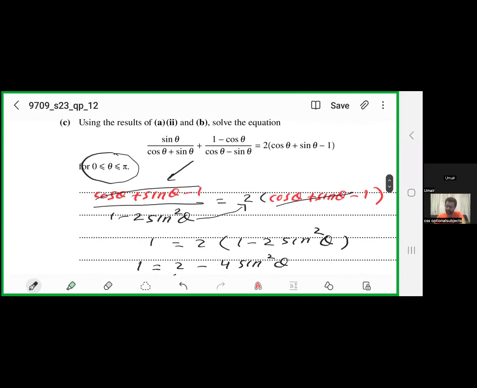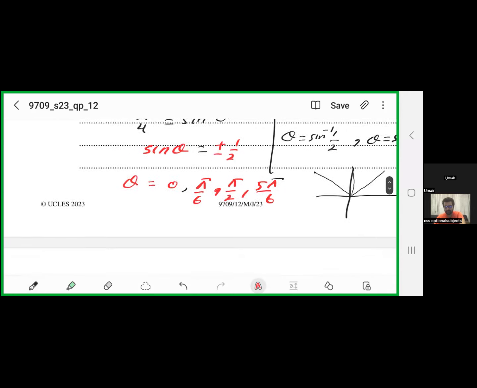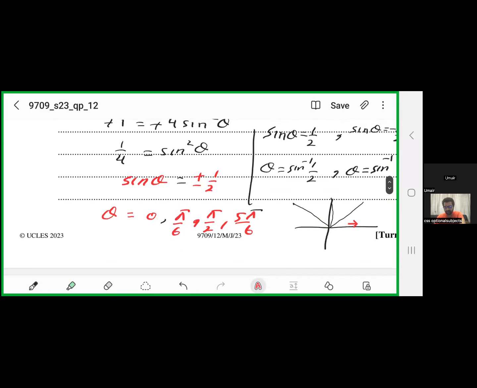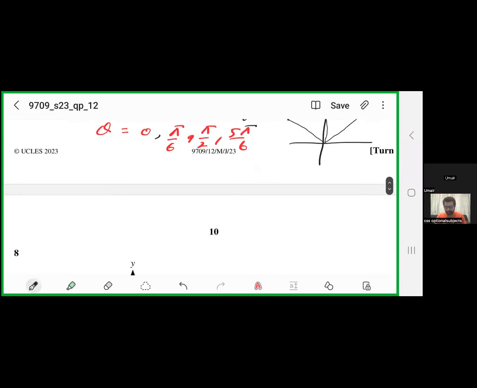One last thing that you have to keep in mind, these answers are being taken considering this range, that is 0 to pi. All these answers must fall from 0 to pi. So when you calculate sine inverse 1 by 2, you will have the value of pi by 6. The other will be pi minus pi by 6, so you will get 5 pi by 6. And similarly, you can get the other values by working. So this is the solution for this question.